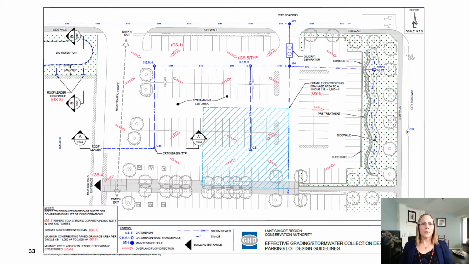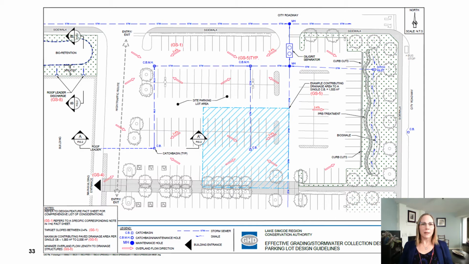So here's the design drawing for grading and stormwater collection. The aim is to have a grade of 2 to 4% throughout the parking lot to reduce ponding and refreezing. The surface should be graded away from buildings in such a way that meltwater does not cross pedestrian pathways and other heavily used areas in the parking lot.